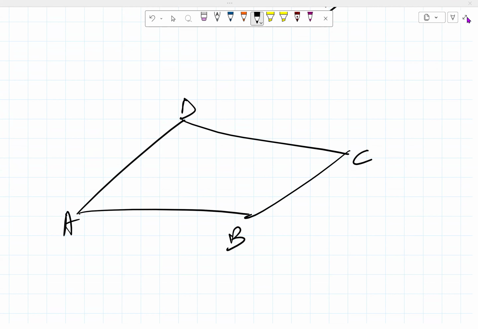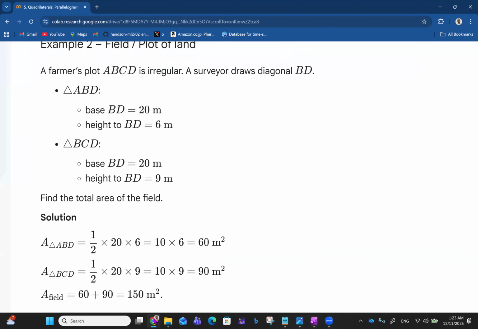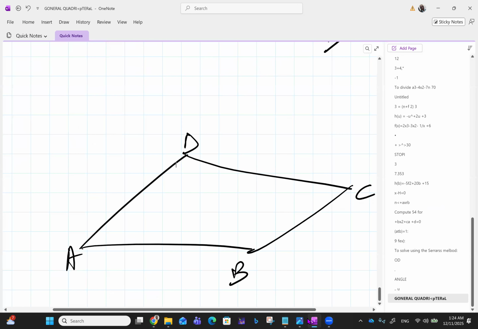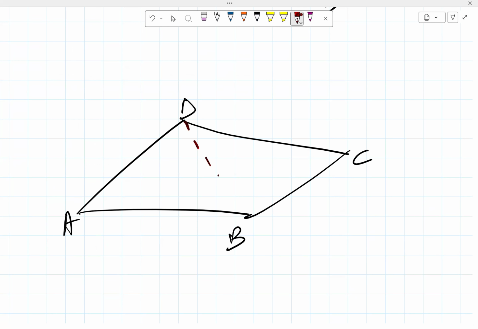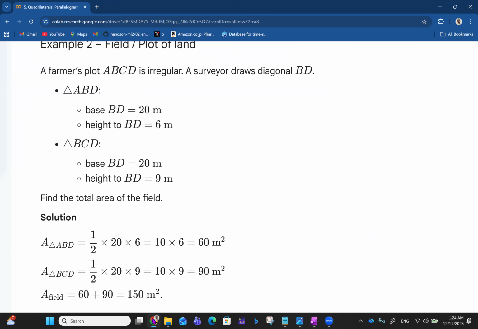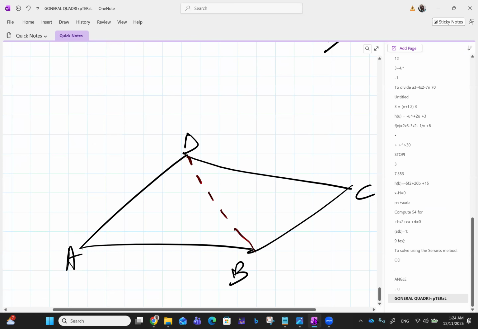So you have that ABCD right there, and then a surveyor draws diagonal BD. So we have diagonal BD. It's still looking like the AC before, but that's fine. So here we have BD now. And then we have base BD is 20 meters. Height to BD is 6 meters. Okay, base BD is 20 meters.